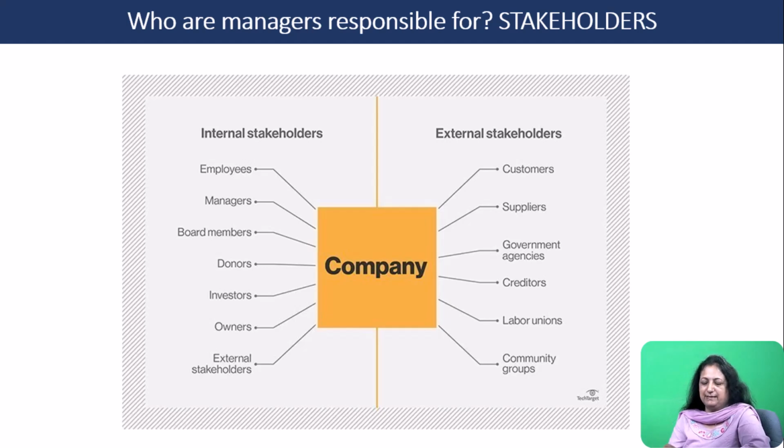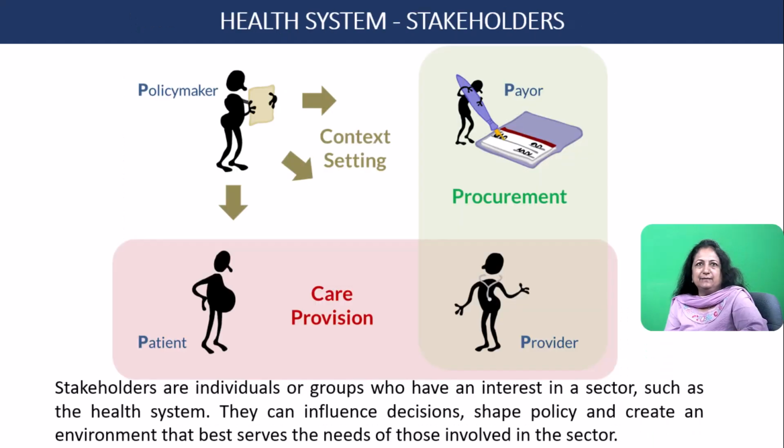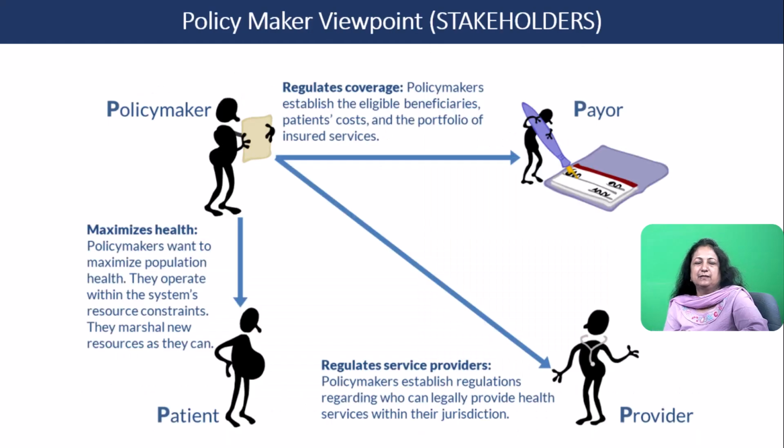In a health system, for example, there is a policy maker, payer, provider, and patient. Stakeholders are individuals or groups who have an interest in a sector such as the health system. They can influence decisions, shape policy, and create an environment that best serves the needs of those involved in the sector. So let us see what these critical aspects are. From the viewpoint of a policy maker, what do I have to do? There is a payer, so I have to regulate the coverage. Policymakers establish the eligible beneficiaries, patient costs, and the portfolio of insured services.